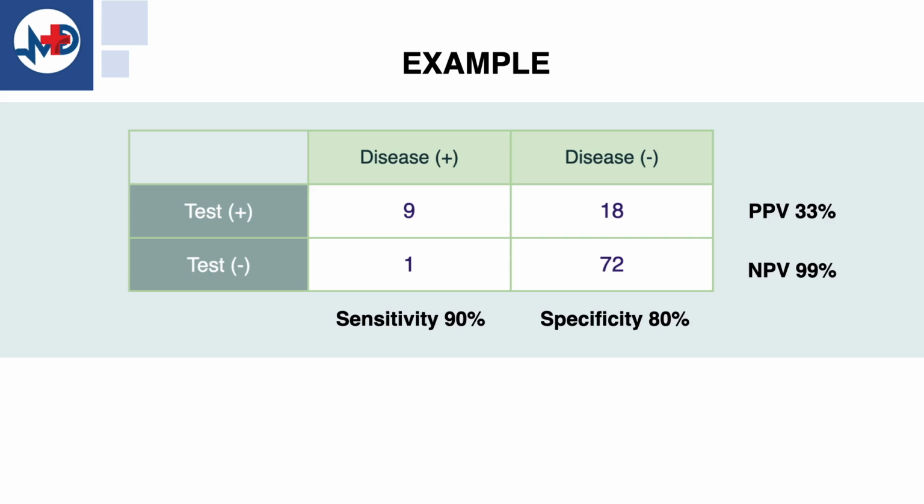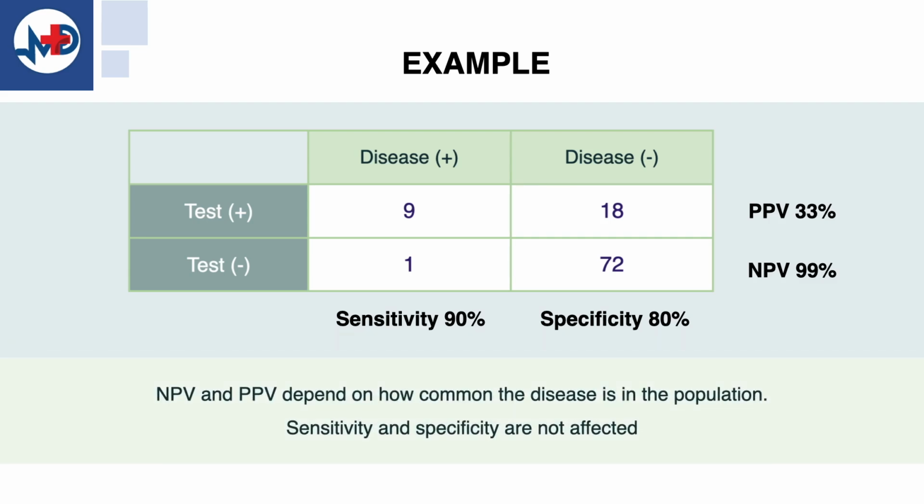The negative predictive value is 99%. That means that if you get a negative test result back, there's a 99% chance that you do not have the disease. The example shows that the negative predictive value and positive predictive value depends on how common the disease is in the population. If the disease is very rare, it's hard to separate out those who really have it from the false positives. Hence, the positive predictive value is low. However, sensitivity and specificity are not affected by how common the disease is in the population. They are properties of the test itself.